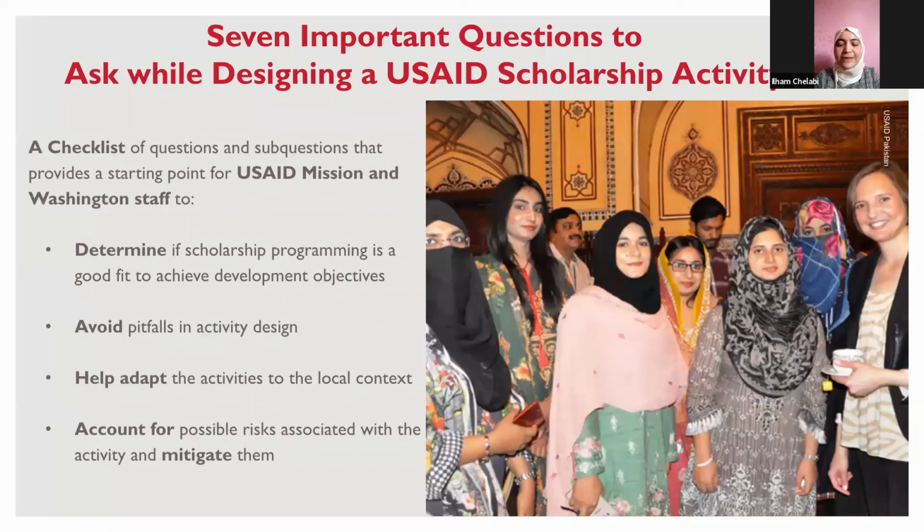The first knowledge product that I'm going to present to you is 7 important questions to ask while designing a USAID scholarship activity. This knowledge product is in the form of a checklist of 7 questions and sub-questions followed with a prompt that provides additional information. The aim of this knowledge product is to guide USAID thinking while designing USAID higher education scholarships at the first stage, and whether this scholarship meets USAID development goals. It also helps avoid common errors and pitfalls in activity design, like focusing on degree areas that are not important for the economic development of that country. And it also helps to account for possible risks like natural disasters, conflicts, and pandemics.